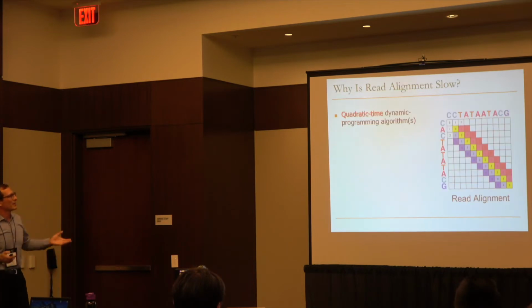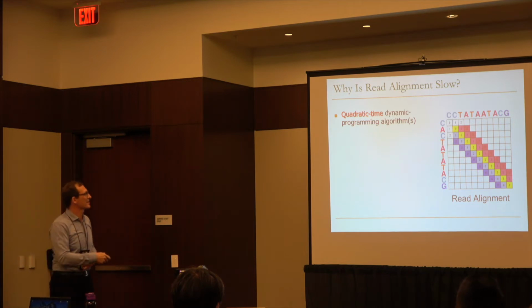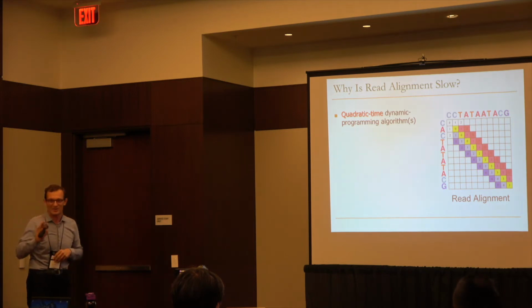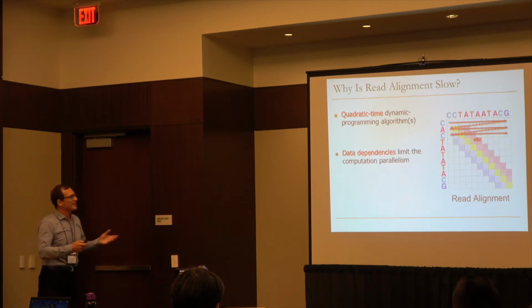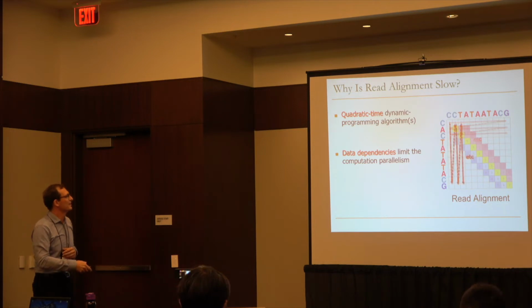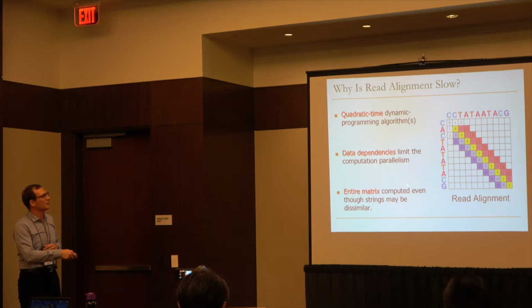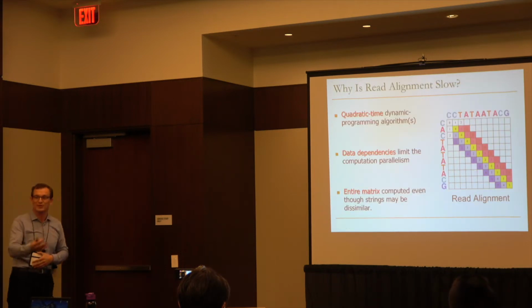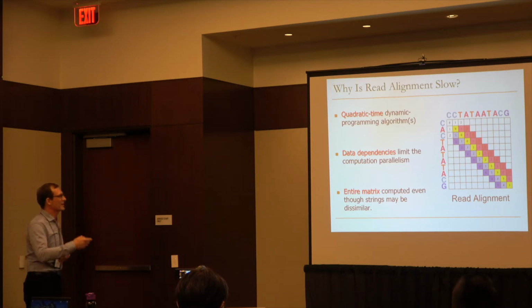Okay. So why is it slow? As other talks also discussed, this is done using dynamic programming algorithms. I'm not going to go into this in detail. There are multiple different versions of it. And there's a lot of data dependency when you actually do the dynamic programming in this matrix. Basically, you have to traverse the matrix that way. An entire matrix has to be computed, even though strings may be quite dissimilar. So there's actually potential to improve the dynamic programming algorithms. There's some work in that area, which is interesting, that I'm not going to go into.